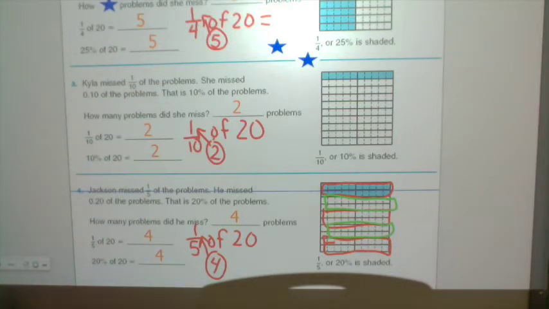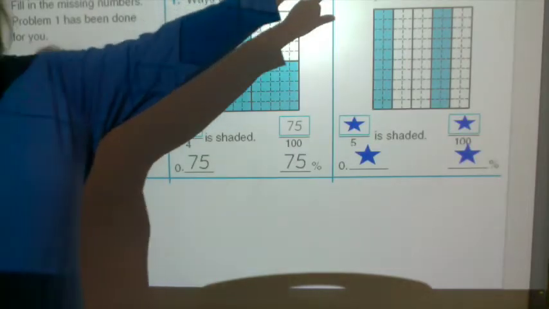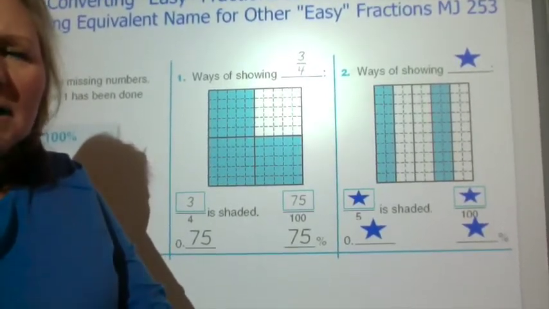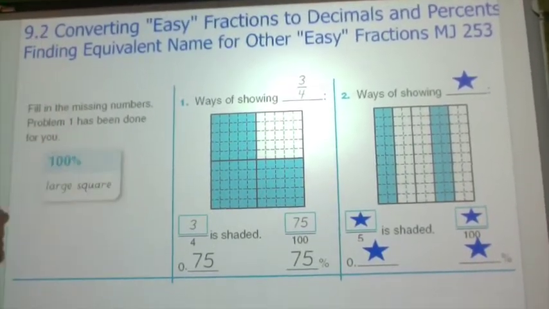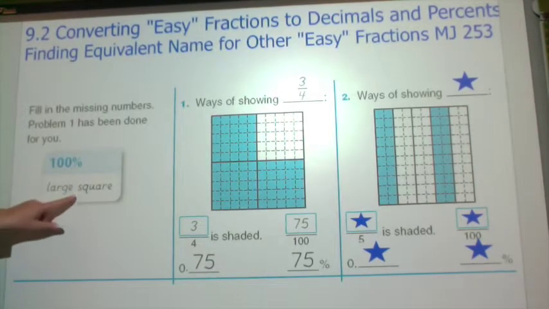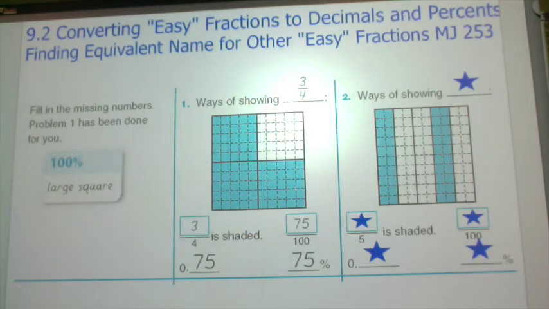Awesome job. All right, so we're going to fill in the missing numbers. I'm on page 253. Okay. Fill in the missing numbers. Problem 1 has been done for you. So this is the large square. That's the 100%. That's my whole or my unit.